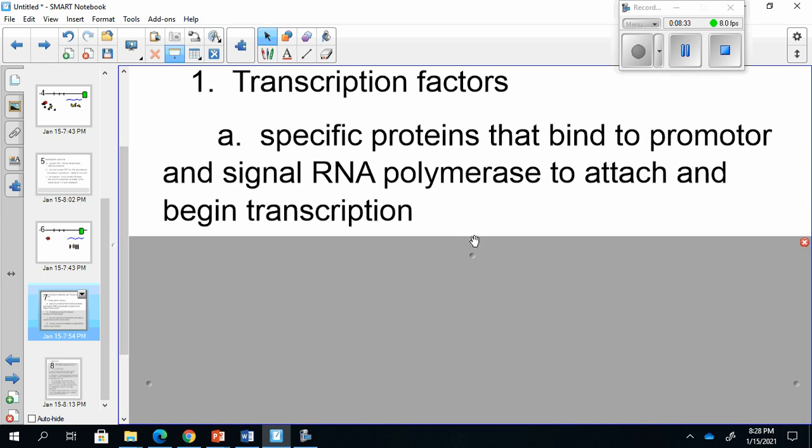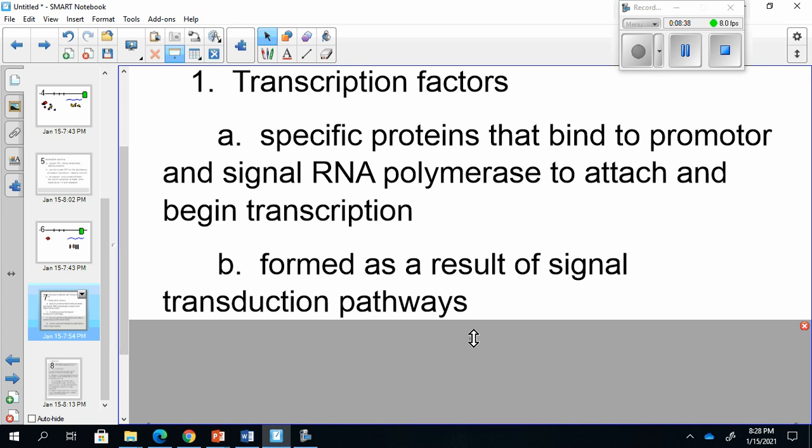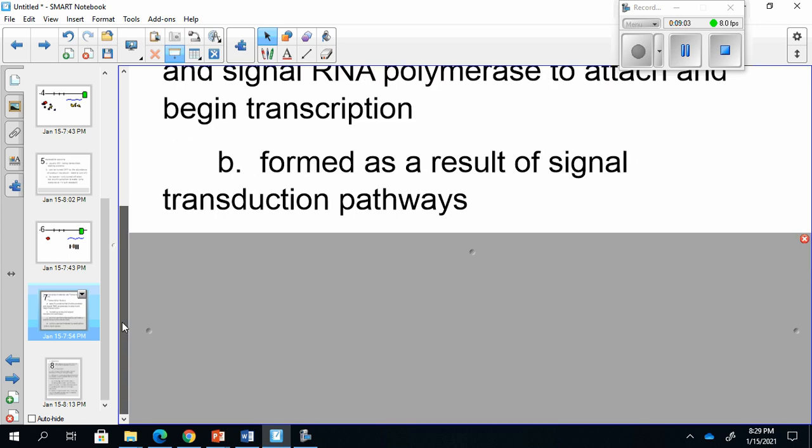So what makes a transcription factor? A transcription factor is made from a signal transduction pathway. So remember when we learned about that earlier this year, you needed the ligand, and the ligand was received by a receptor protein, and it started that phosphorylation cascade, and it resulted in transduction and then eventually a response. Well, the response was the protein. The protein was the transcription factor. So it has to be signaled, which is a great level of control in itself.